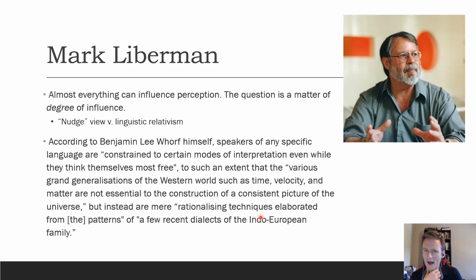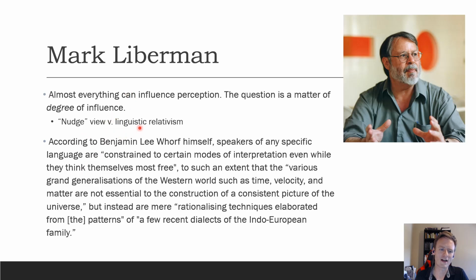Mark Liberman wants to push back against some of the claims that Boroditsky makes, although as we see by the end of the debate, there's a lot of agreement between them, particularly in the fact that they both reject the sort of strong determinist hypothesis. And Liberman notes that almost everything can influence perception, like my past experiences, where I was raised, even maybe what language I speak. The question is the matter of degree of influence. And then Liberman distinguishes between merely being nudged to have a certain kind of perception versus all-out linguistic relativism, which doesn't just nudge you, but in fact determines some of your perceptions.